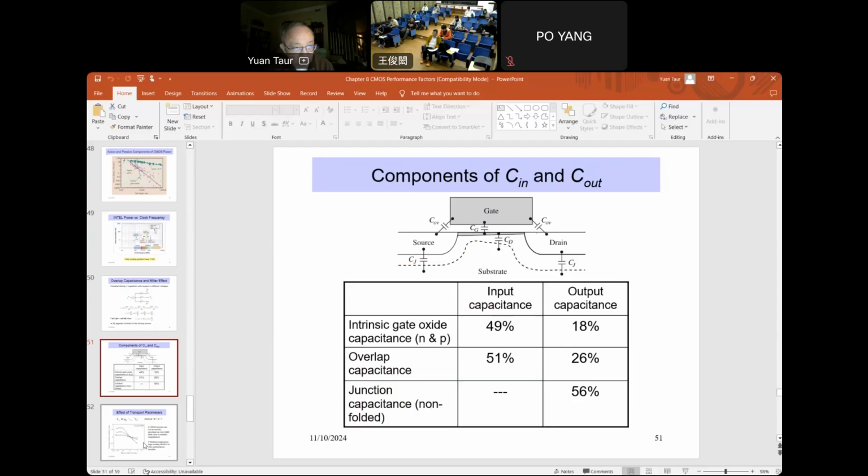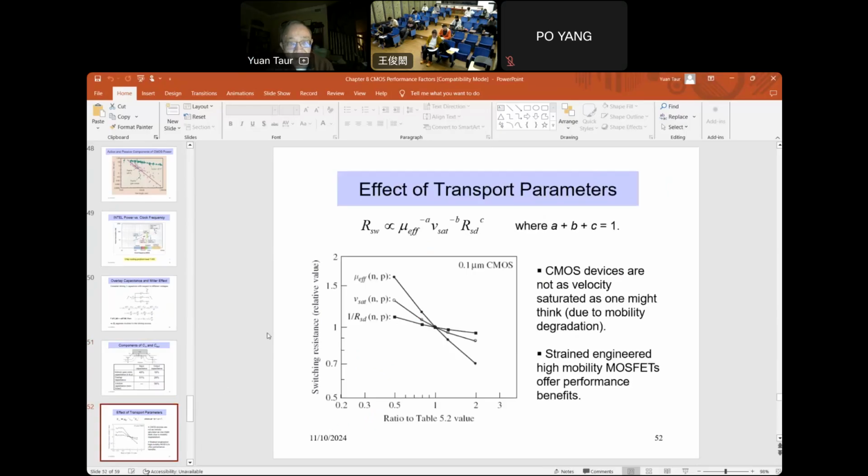Okay, one more chart. Here it shows the effect of transport parameters. Transport means the MOSFET current. The current can depend on mobility, saturation velocity, and the parasitic resistance. Okay, there are three factors. So when you change those, the current will change. In other words, you change the R switch, that's shown here.